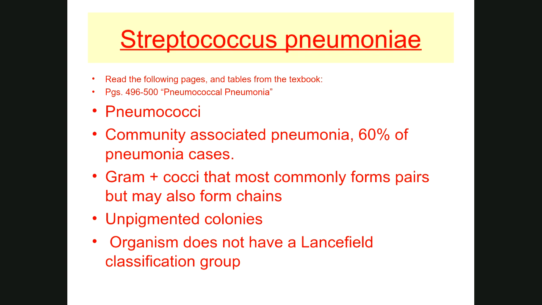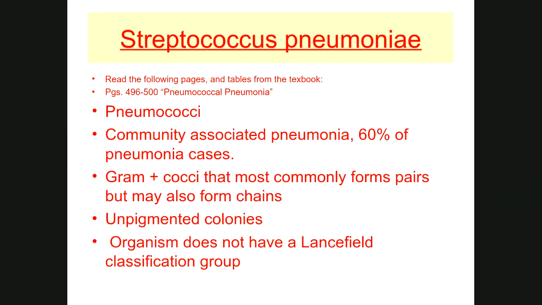Okay, the second streptococcus we're going to look at is Streptococcus pneumoniae, which causes pneumonia. It's one of the most common causes of pneumonia. We call it pneumococcal pneumonia. Sometimes it's also called community-acquired pneumonia. About 60% of pneumonia cases are going to be caused by this organism, Streptococcus pneumoniae.